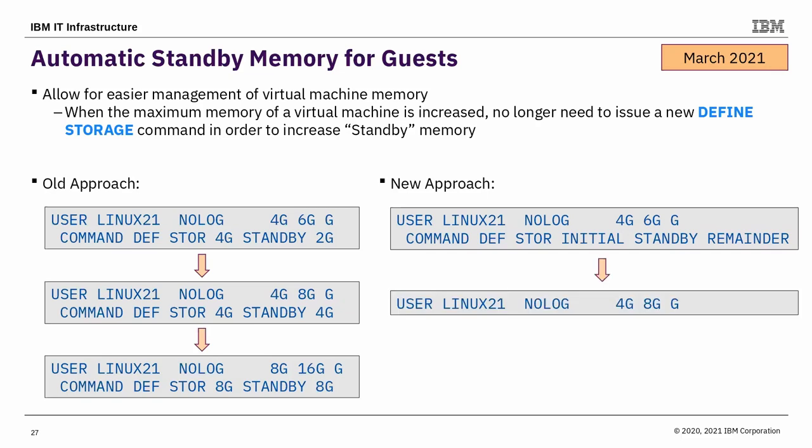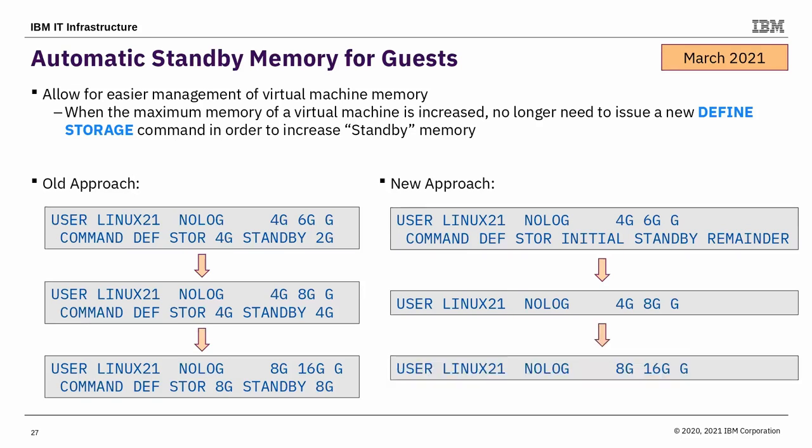Then when you change the max store for a virtual machine to 8 gig, so you go derm for Linux 21, max store 8G, hit enter, it's updated it, and also your defined storage and standby works out and you don't have to go and do something manually. Similarly, if you change max store to 16 and store to 8, then everything works out nicely. Isn't that nice?